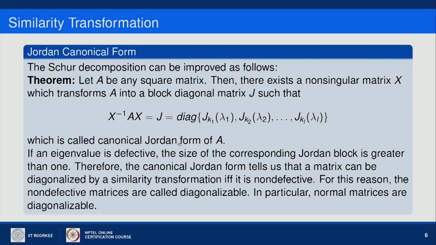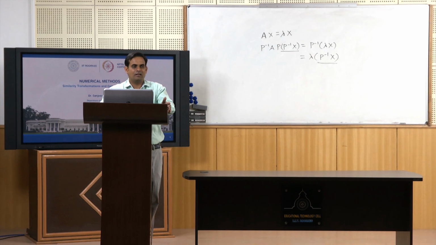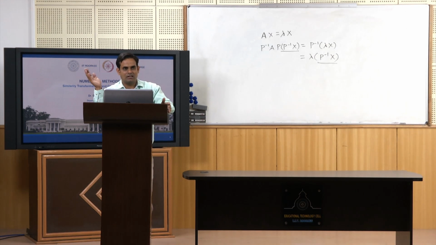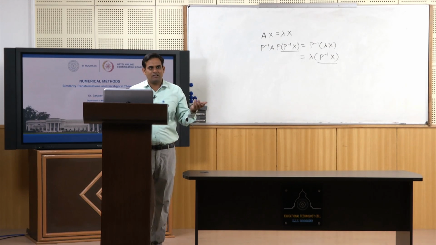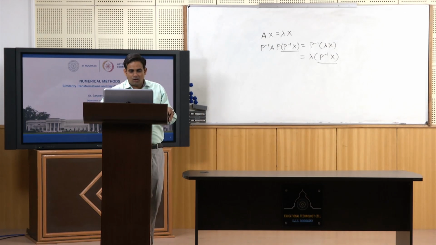So, if a matrix A has distinct eigenvalues, as I told you in the previous lecture, we will have linearly independent eigenvectors corresponding to each distinct eigenvalue, and hence the matrix will be diagonalizable. Here the Jordan canonical form becomes a diagonal matrix, which we can also say is a block diagonal matrix. Moreover, if a matrix is not diagonalizable, then we can write it as similar to a block diagonal matrix.